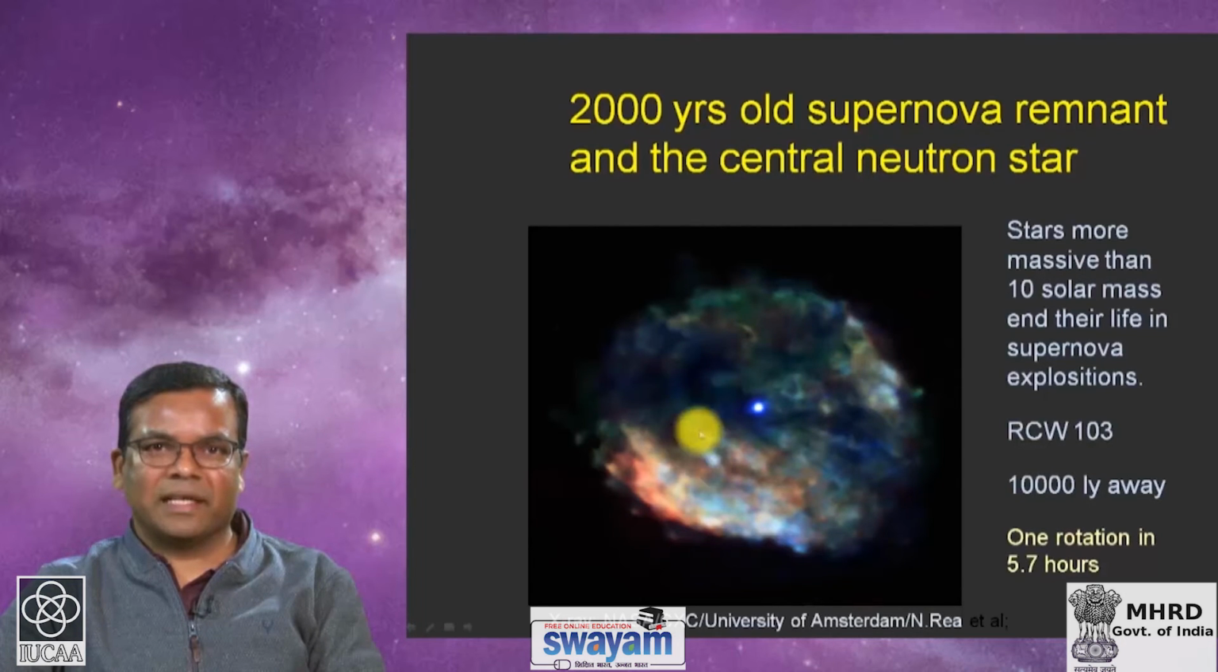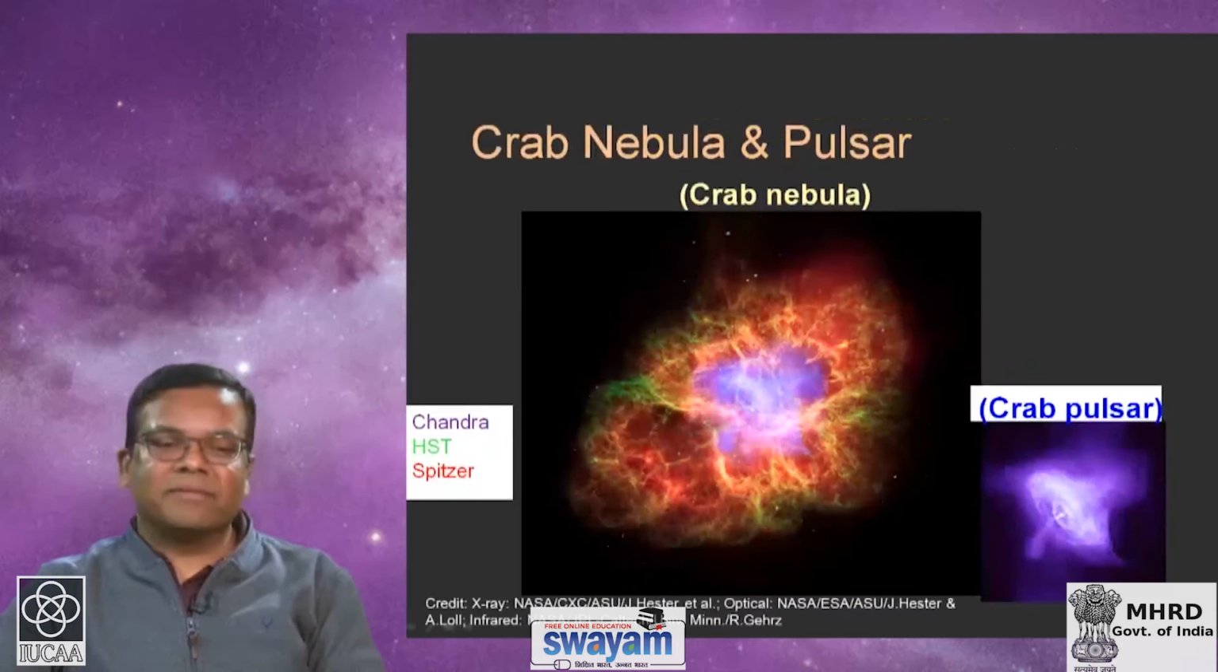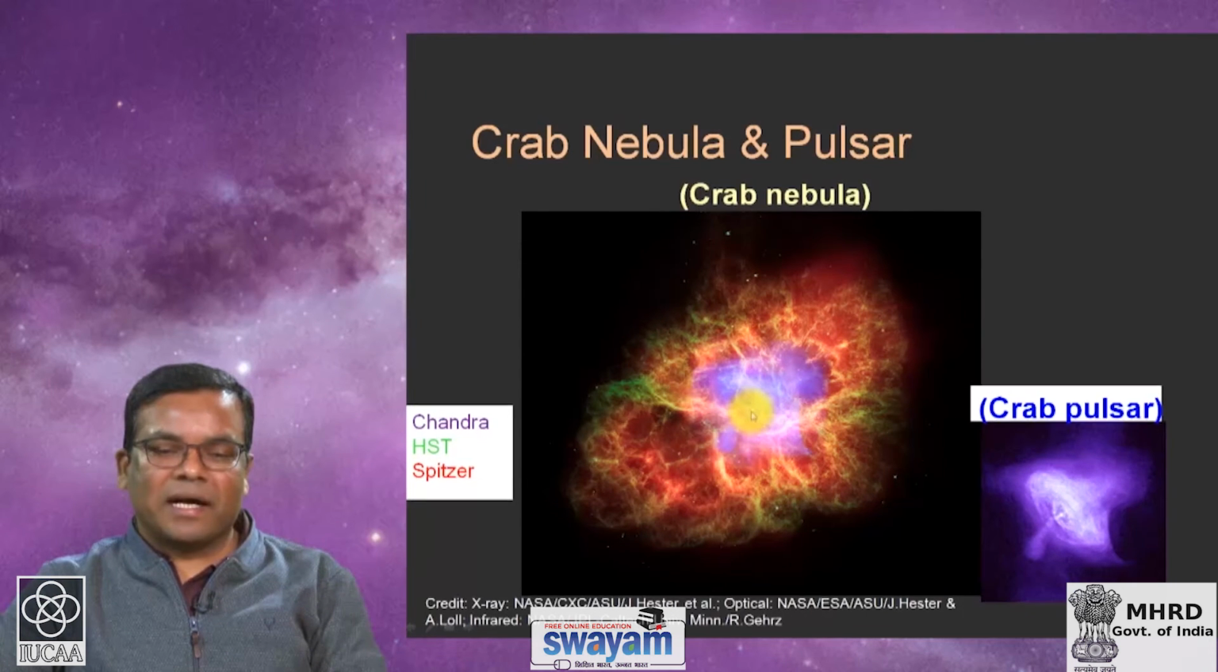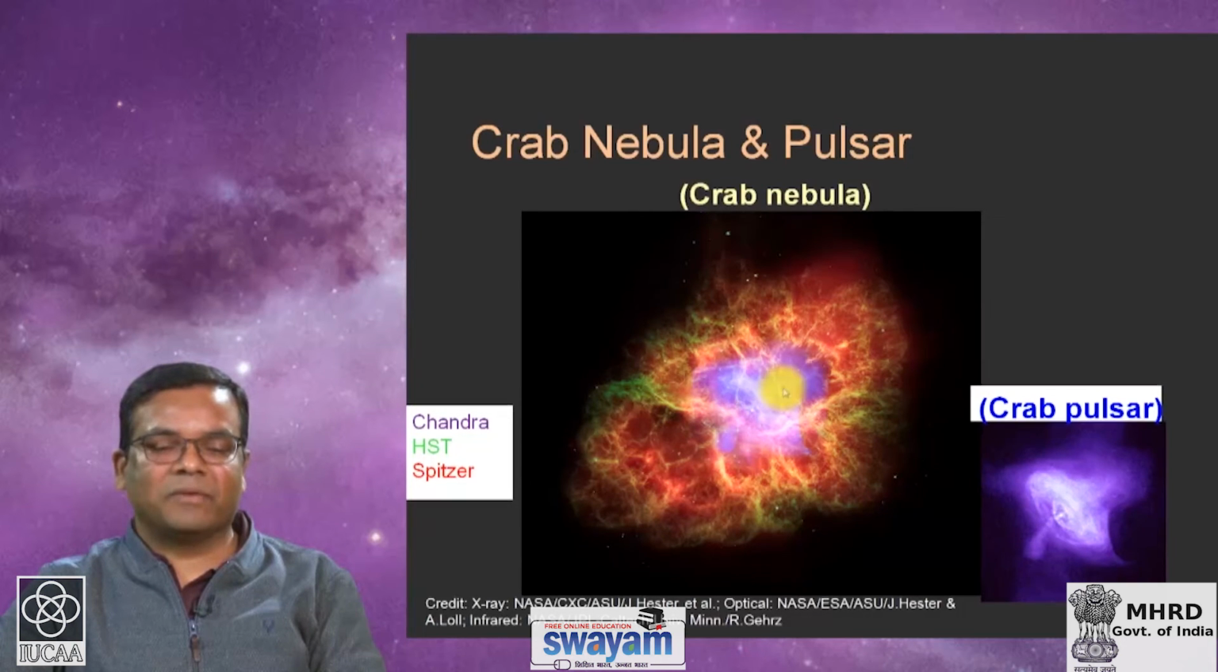This is the X-ray image of the supernova remnant along with the central neutron star of this object, RCW 103, which is 10,000 light years away. The neutron star at the center rotates once in about 5.7 hours. Another famous X-ray source is the Crab Nebula and the pulsar. In this case, a pulsar, a fast rotating neutron star, gives rise to these particles. This pulsar is again a result of a supernova explosion, which happened in 1054 AD.